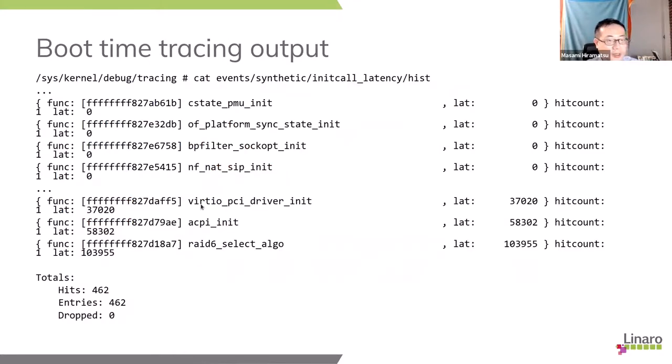So here is the result of the histogram. You can see the function name and elapsed time, and those are sorted by the time.